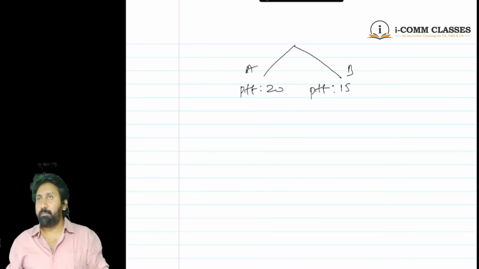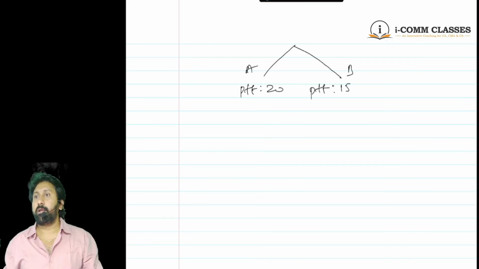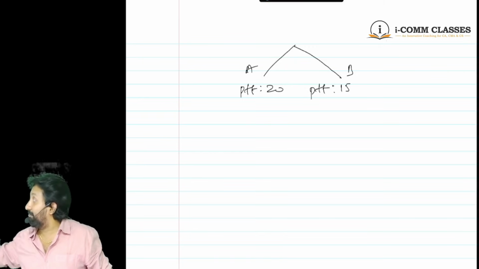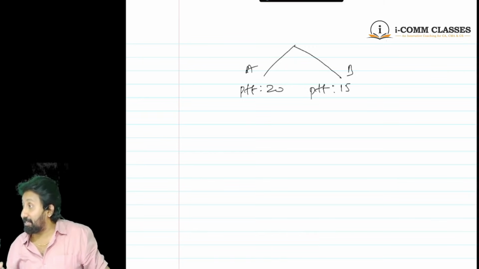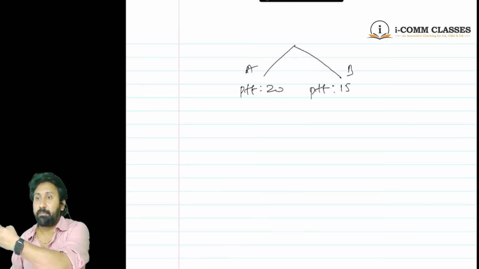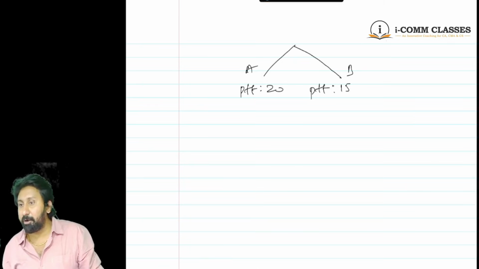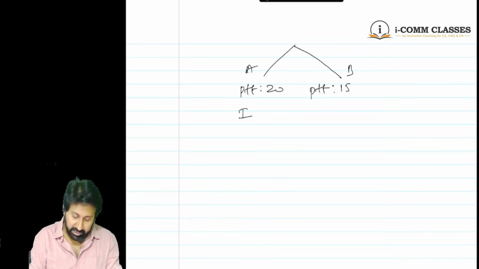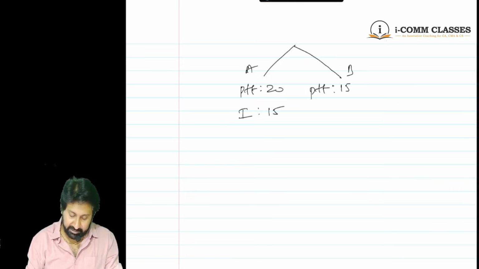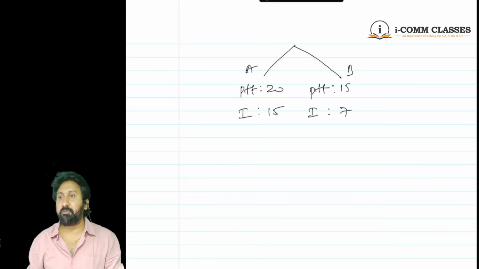First thing, as a finance student, you should understand all the facts and then jump to a conclusion. When I ask this question, you should not tell which is good, which is bad. You should ask me, what is your investment to get this profit? Do you understand the point or not? So I will give you additional information. I will be investing 15 rupees to get 20 profit. I will be investing 7 rupees to get 15 profit.